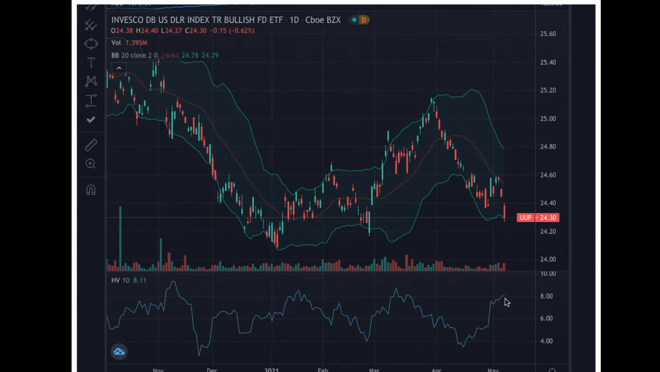So a big move down, another leg lower in the dollar. We'll see if that continues from here or if we mean revert higher. That's going to have implications for the rest of the market. It's going to have a cascade effect, affecting commodities, which are going to affect yields, which are going to affect the stock market, and so on and so forth.